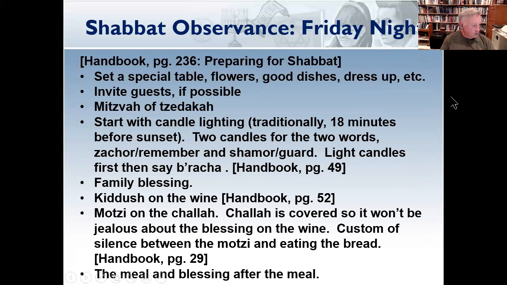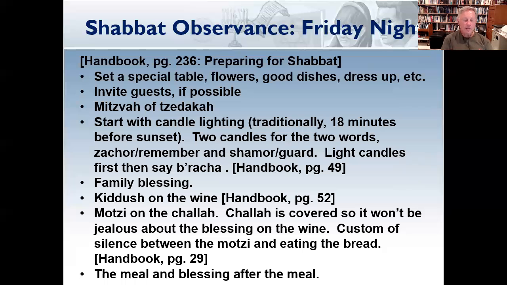Here is what is traditional: setting a special table, flowers, good dishes, dressing up, and so on, inviting guests. The mitzvah of tzedakah, of giving to charity, just before the Sabbath, because we don't handle money on the Sabbath. A candle lighting, traditionally 18 minutes before sunset. Two candles, lots of symbolism there for the two words, I'm sorry. Zachor, remember, and Shamor, guard. In the Exodus and Deuteronomy, you have both. You light the candles first, then you say the blessing. This is an interesting one.